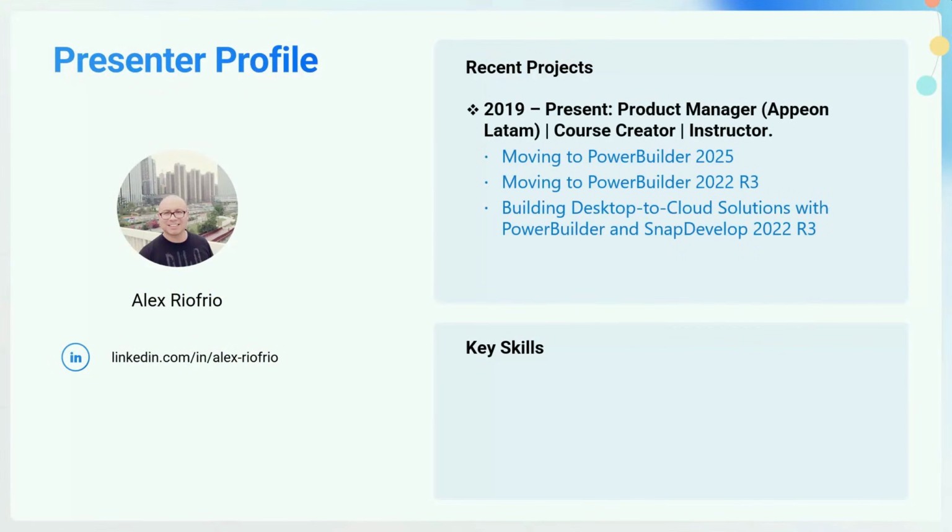I've been working as product manager at Appian Latam since 2019, while also creating courses in Spanish and serving as an instructor. Over the past few years, I've designed and delivered several training programs, including moving to PowerBuilder 2022 R3 and building desktop to cloud solutions with PowerBuilder and SnapDevelop 2022 R3. My most recent course is Moving to PowerBuilder 2025, which reflects the latest advancements in the product.